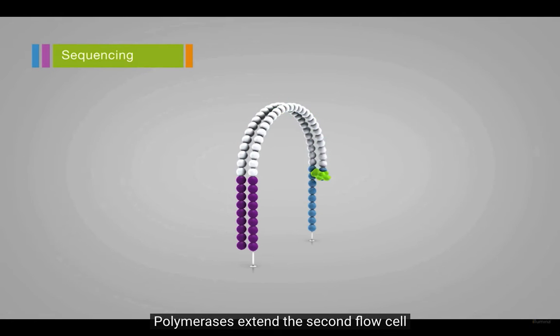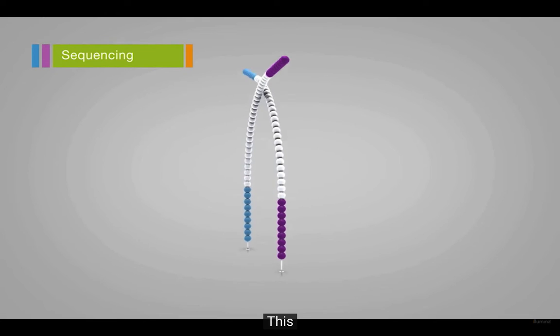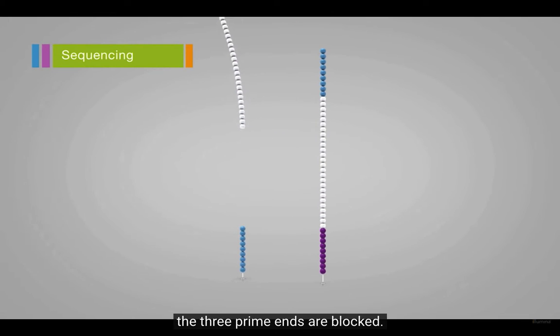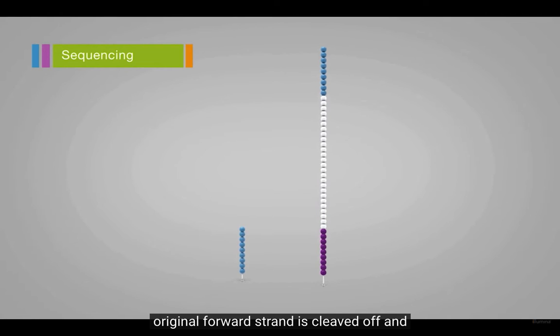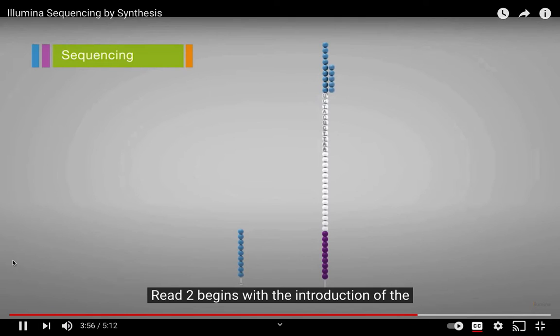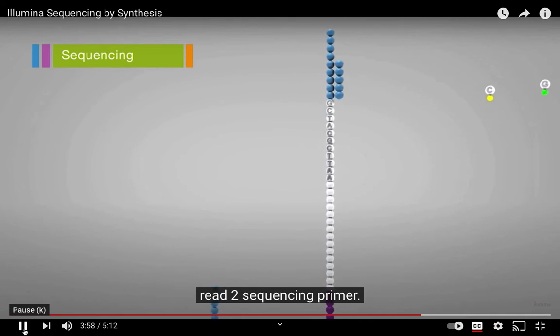Polymerases extend the second flow cell oligo, forming a double-stranded bridge. This double-stranded DNA is then linearized, and the 3' ends are blocked. The original forward strand is cleaved off and washed away, leaving only the reverse strand. Read 2 begins with the introduction of the Read 2 sequencing primer.